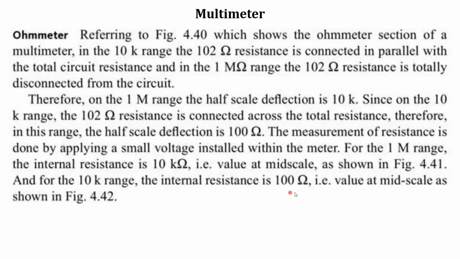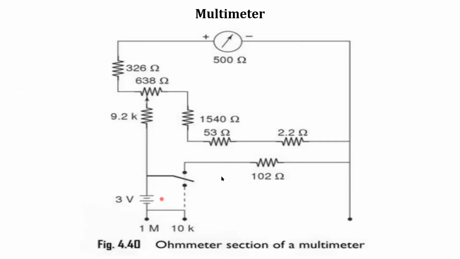Internal resistance is 100 ohms. That is the value at mid scale as shown in the figure. In this way, you are supposed to explain these two ranges, that is 10k and 1 mega ohm. Don't worry, we just memorize this one, and all the parts we can easily draw.